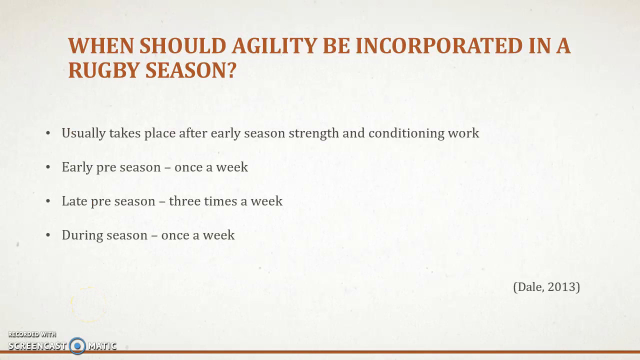So, when should agility be incorporated in a rugby season? Agility training usually takes place after early season strength and conditioning work. This ensures that athletes are fit enough for the demands of this type of training. Although the physical load of agility training is quite low, the emphasis is on quality as opposed to quantity, and the training is performed at close to or maximal intensity. Agility training is best placed in the period leading up to the main playing season to ensure the athlete is as fit, sharp and ready as possible for the tough competitive period ahead.